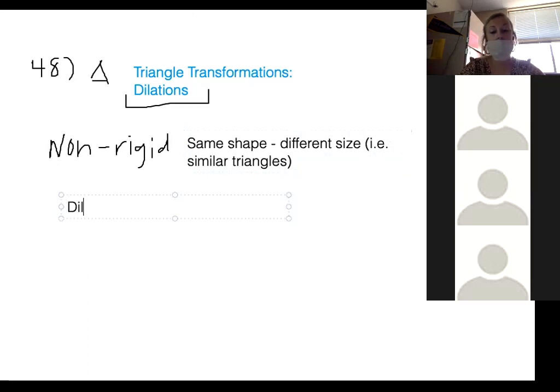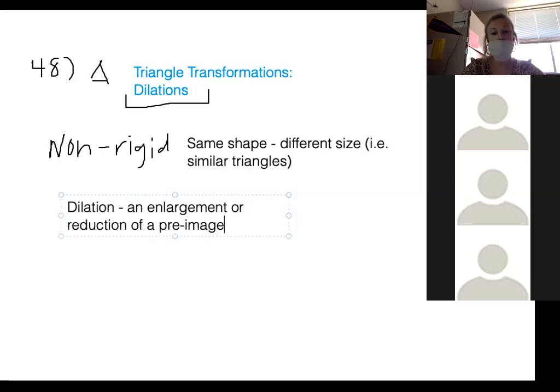All right, y'all. So write down a definition for dilation. A dilation is an enlargement or reduction of a pre-image.